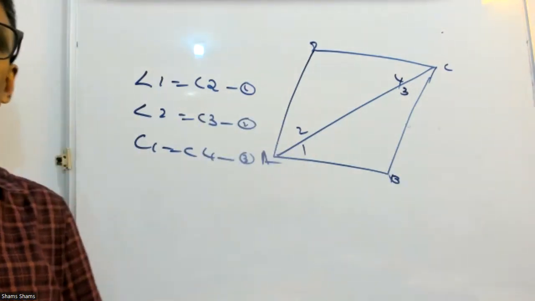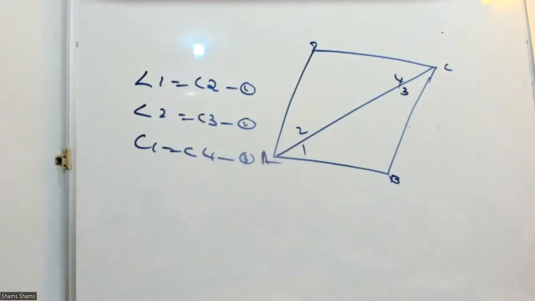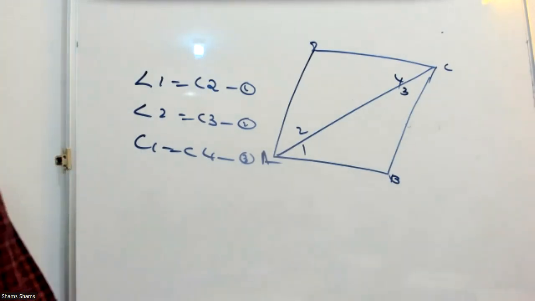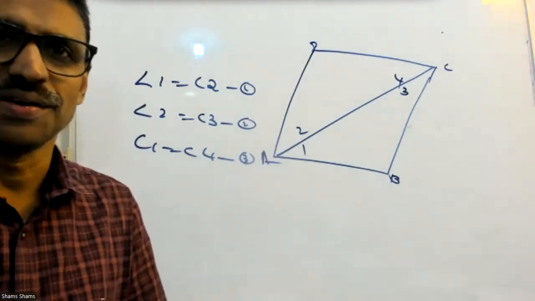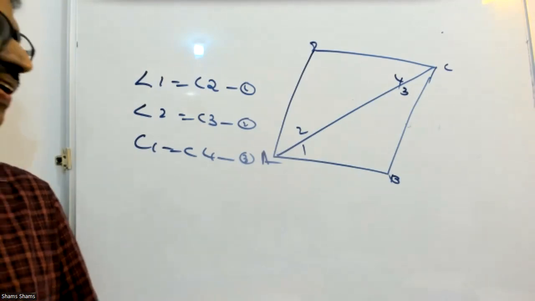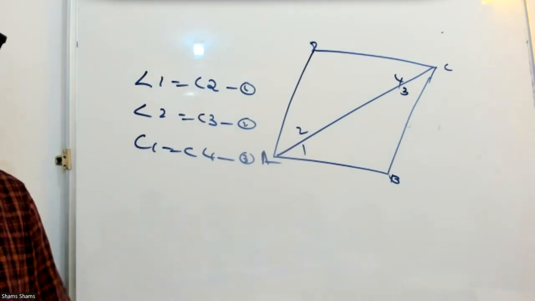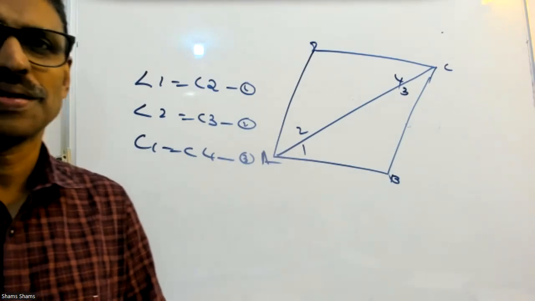Understood now? Okay, now what to do? ABCD is a rhombus. Which are these? A, B, and C. Why? It is equal. What is the reason? Nothing to prove. It is only there on the board. You didn't contribute anything new here. Everything is here, you just polish it up.